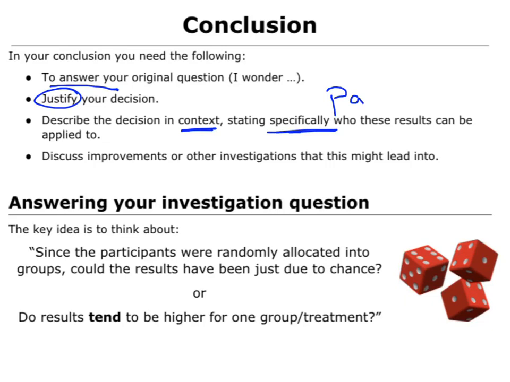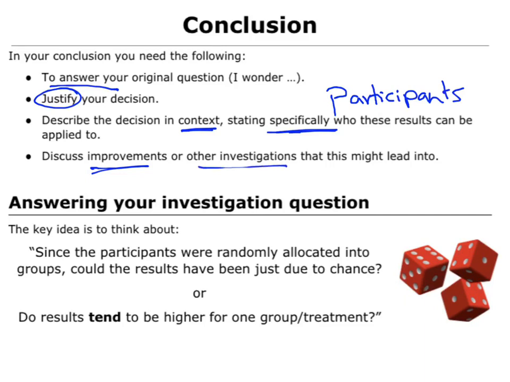So that's, remember, thinking about who our participants are. Now, when we've got the results of this, our results are going to apply to those participants. It may or may not apply to anyone else, but when we write up our conclusion, that's what we're saying: these results apply to these people because they are the ones we tested. And then we can look at improvements or other investigations that might lead to.